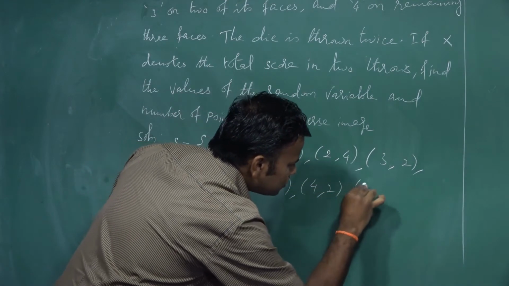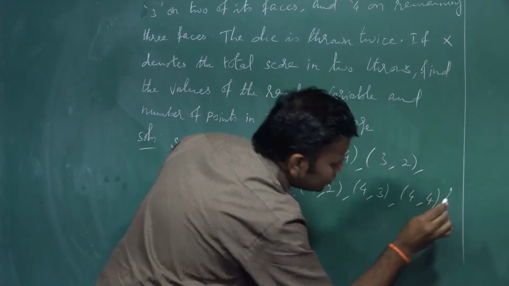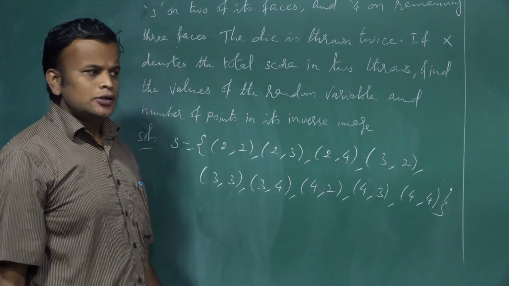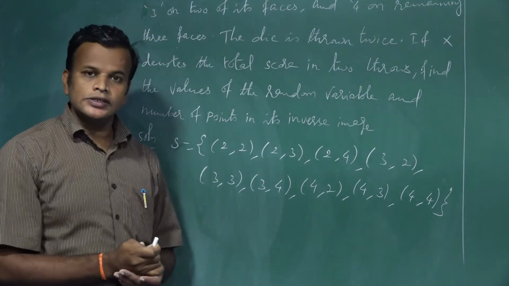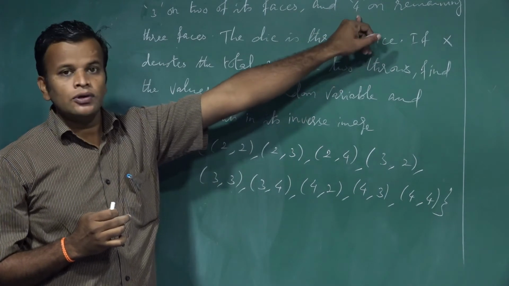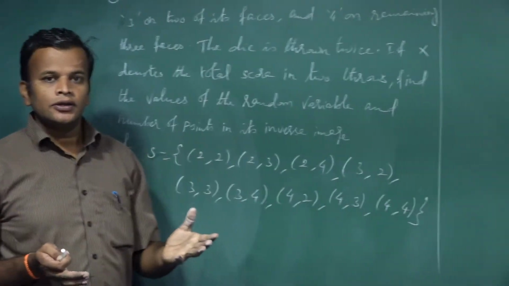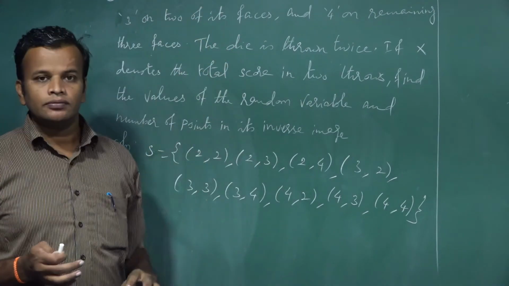Next 4 comma 2, 4 comma 3, 4 comma 4. So this is the sample space here. Why does it not occur at 36 here? Because out of 6 faces, 3 faces are 4 and 2 faces are 3. So out of these 3, any one 3 will come.